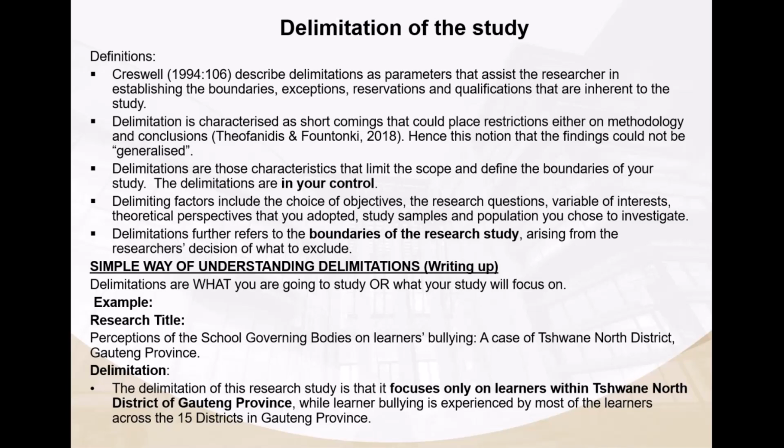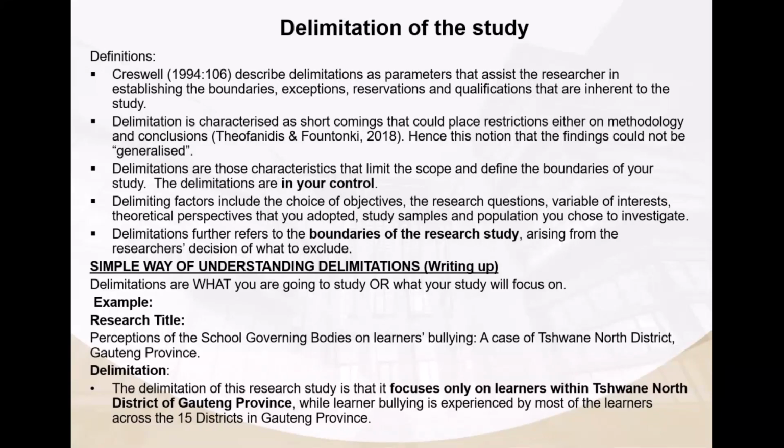But look at the last bullet there. It says delimitation further refers to the boundaries of the research study arising from the researcher's decision of what to exclude. Then I'm trying to give up a little bit of writing up here, okay? Before that, there's a point there which says delimitations are what you are going to study or what your study will focus on. Then I'm giving an example of a topic here. Let's say my topic is as follows. It says perceptions of the school governing bodies on learners bullying, a case of Tshwane North District in Gauteng.